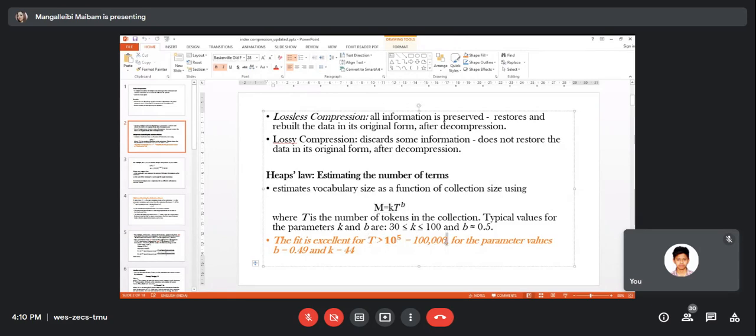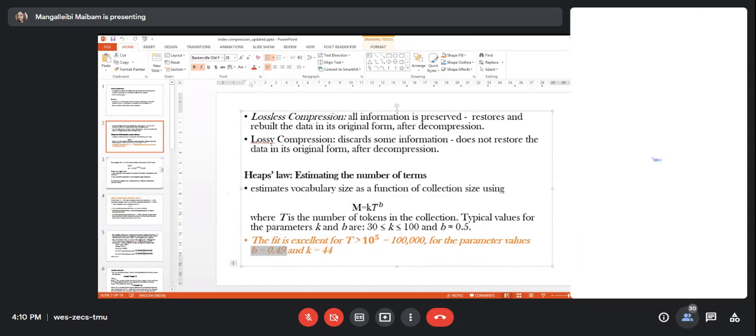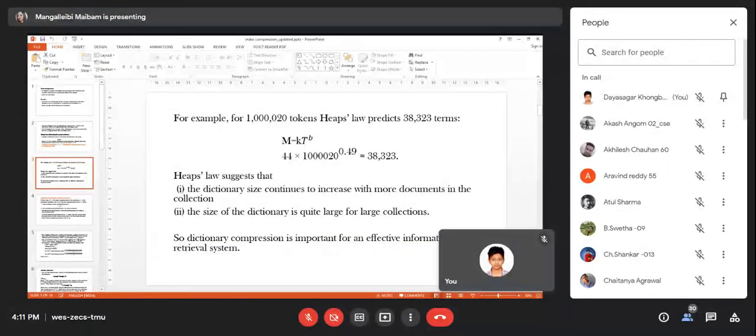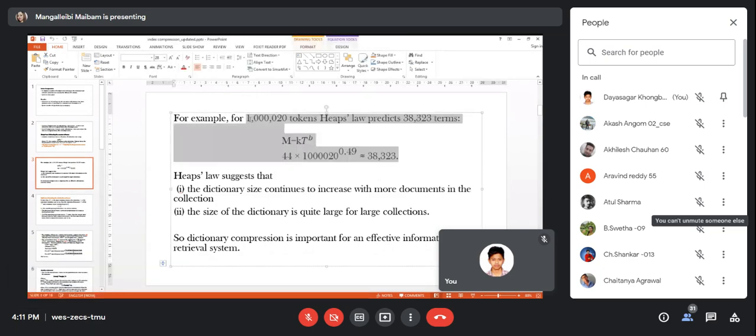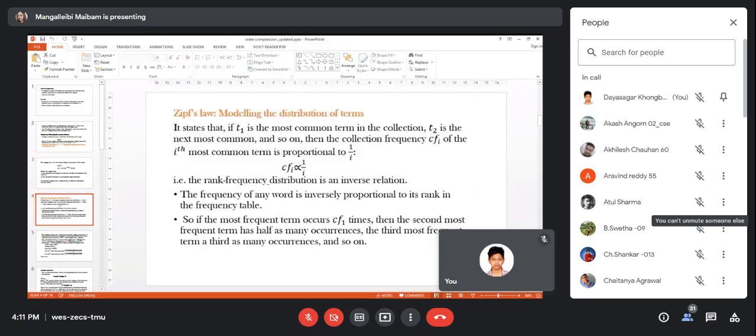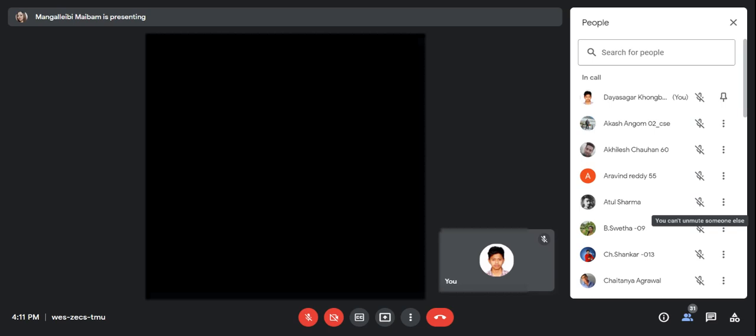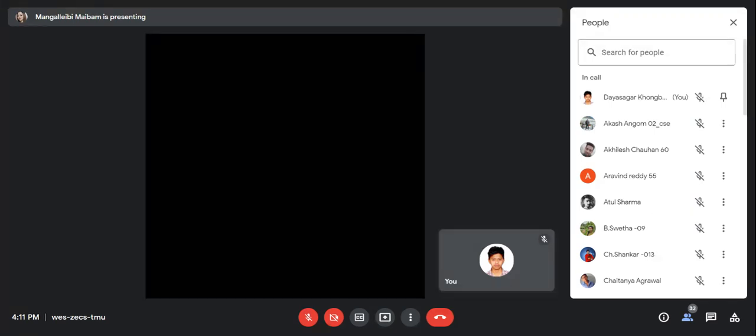Okay, and the fit is excellent for t greater than 0. So when the number of terms is greater than 10 to the power of 5, then normally we use k equal to 44 and b equal to 0.49. So this we have completed in our last class. As an example, we have seen how to determine the vocabulary size and Zipf's law.